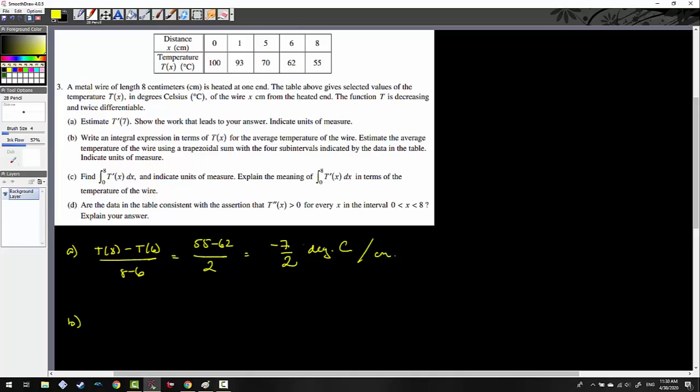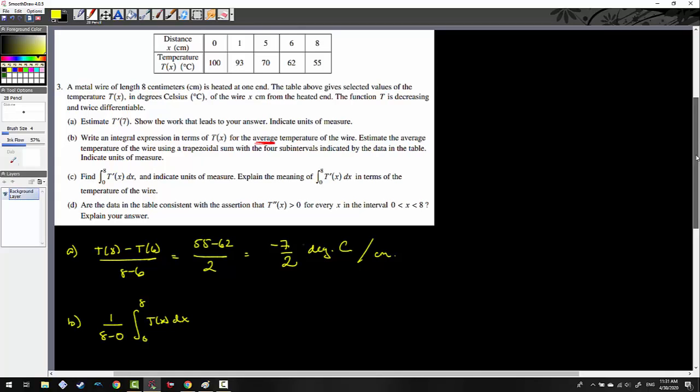Part B says write an integral expression in terms of T of x for the average temperature of the wire. Estimate the average temperature of the wire using a trapezoidal sum with 4 subintervals indicated by the data in the table and indicate units of measure. The most important word in this question is the word average. When I hear the word average, I should think about 1 over b minus a. So the integral expression should be 1 over, in this case, b minus a would be 8 minus 0, times the integral from 0 to 8 of T of x dx.